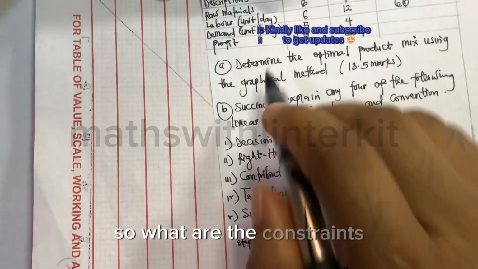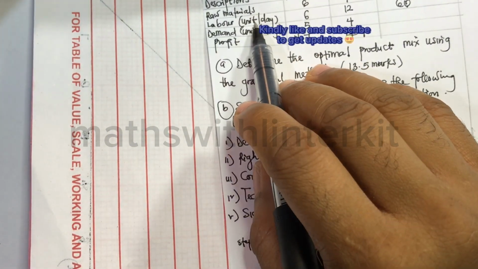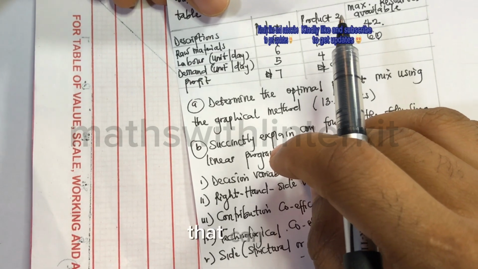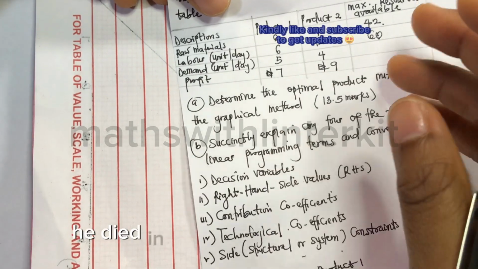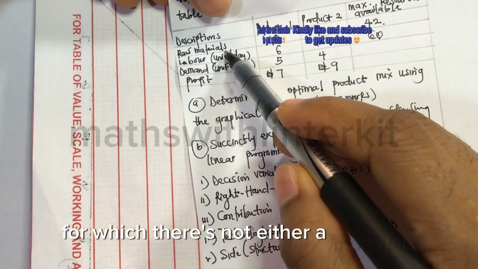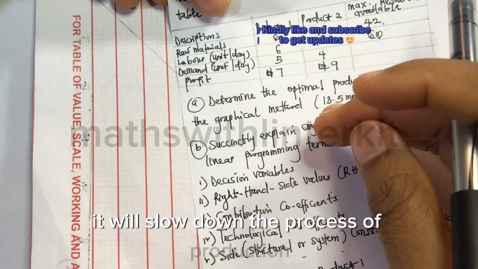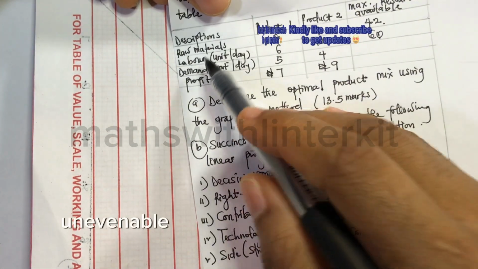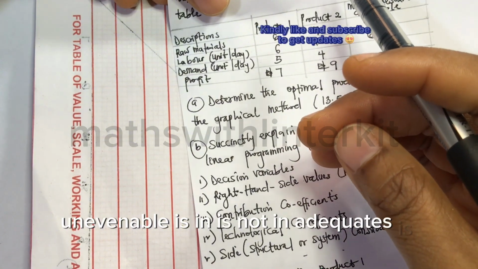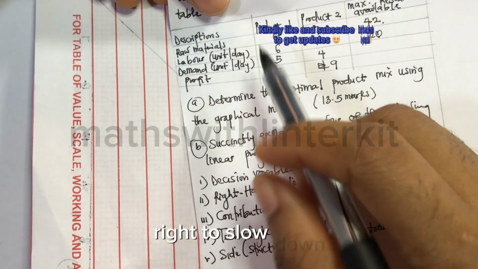So what are the constraints? The constraints here are raw materials and labor. The constraints simply mean those factors that can either hinder the process of production or further the process of production. For instance, if the raw materials are not in adequate supply, it will slow down the process of production and vice versa. And if labor is not available, it will hinder the process of production or slow it down.